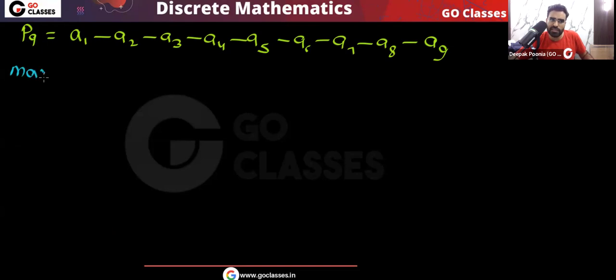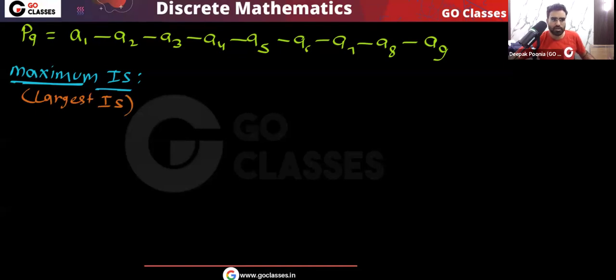Okay, let's find the maximum. First, let me find the maximum independent set in it. Maximum means largest independent set. So for the largest independent set, what you can do, you can start with this vertex a1. Okay, you can take a1.